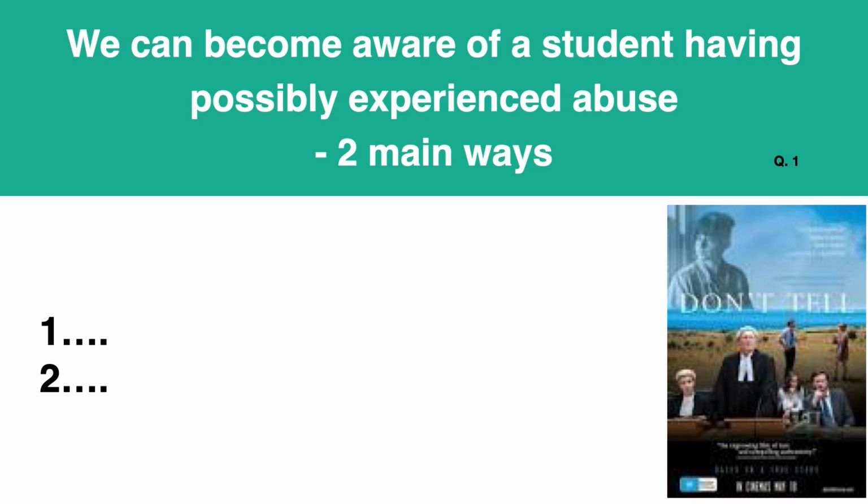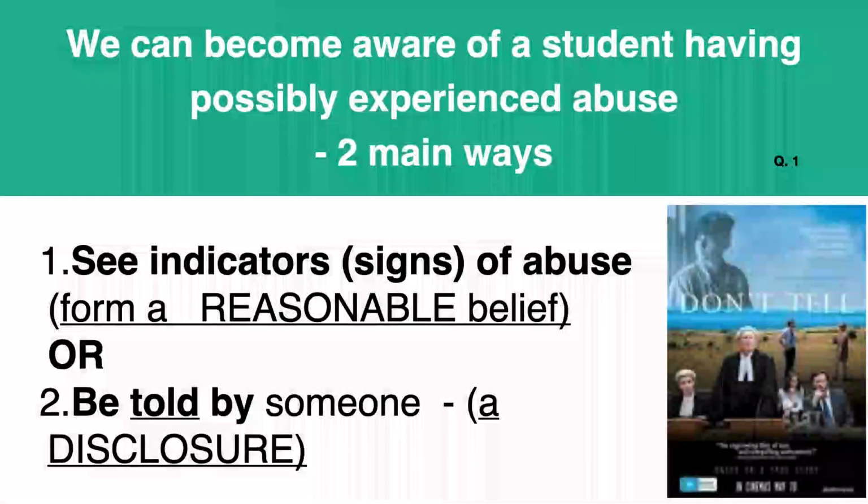We can become aware maybe that a student could possibly have experienced abuse in two different ways. Can you think what those two different ways might be? The first way is if we're seeing signs or indicators of abuse. These are well-known indicators, and we might be seeing signs of them that are leading us to form a reasonable belief that this student has gone through neglect or abuse. The other way is to be told by someone, and we call that a disclosure.